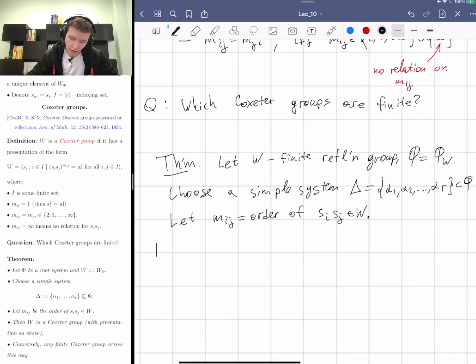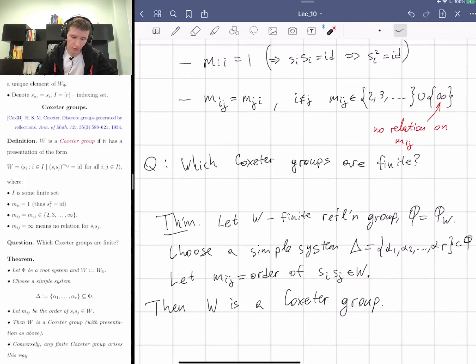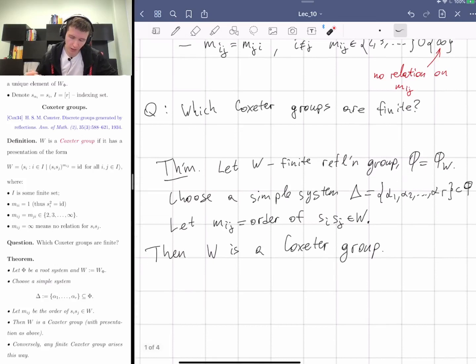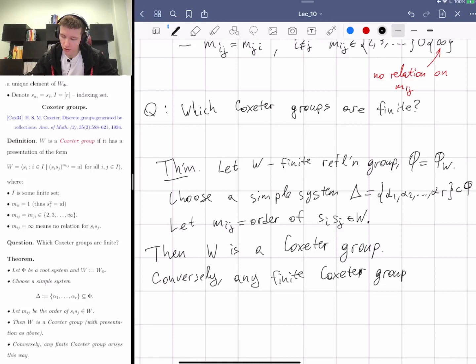So then the conclusion is that W is a Coxeter group. So in other words, if you only require that the order of each s_i s_j is as in your reflection group, so only for these simple reflections, then first of all, they generate the whole W, and second of all, you don't get any new relations. All the relations are generated by these pairs s_i s_j, and also the fact that s_i is an involution, since any reflection is an involution. And moreover, the converse is also true. Conversely, any finite Coxeter group arises this way.